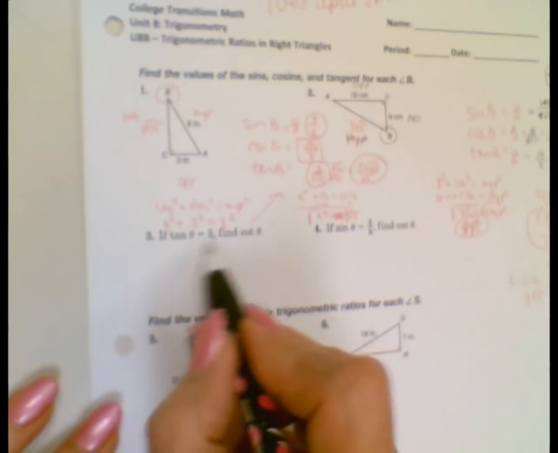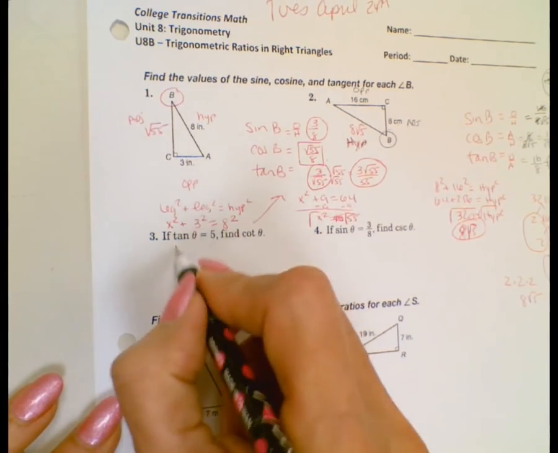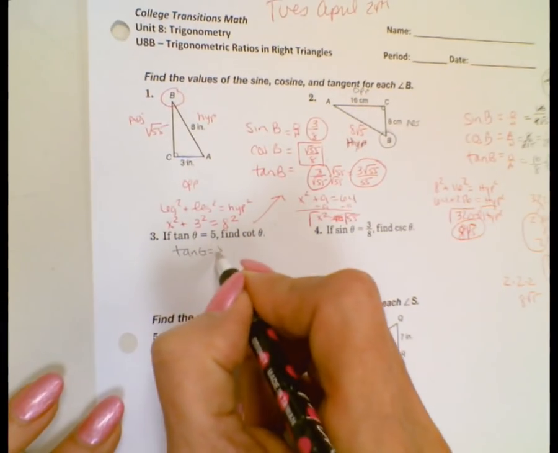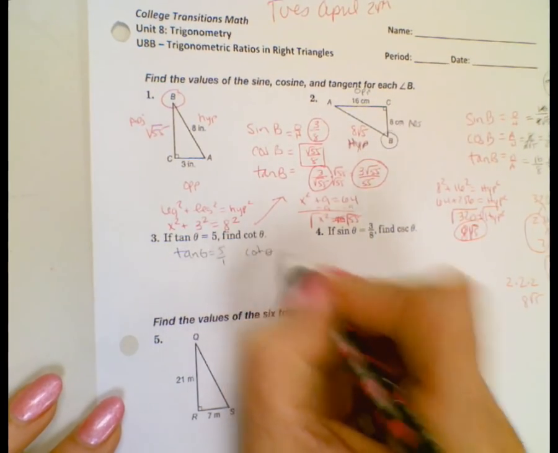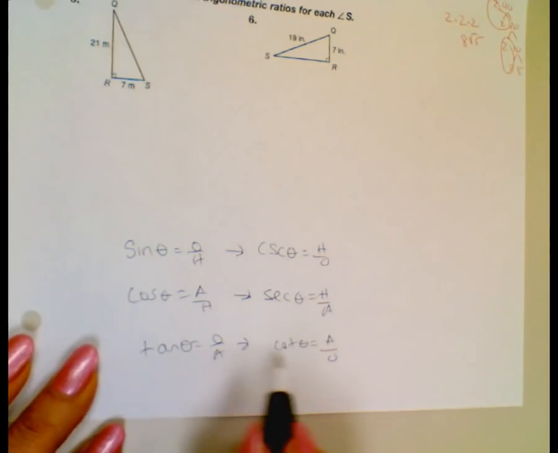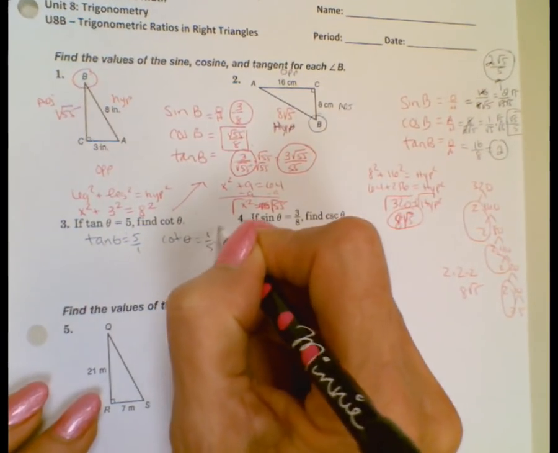So right here it says tangent, you have tangent and cotangent. If tangent is 5, we're going to say tangent is really 5 over 1. So what's the cotangent? Since the cotangent is the reciprocal of that, see how they're straight across? You would just flip this to 1/5. That's your answer.